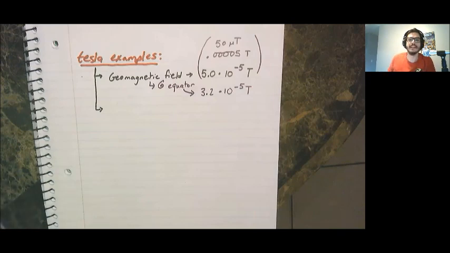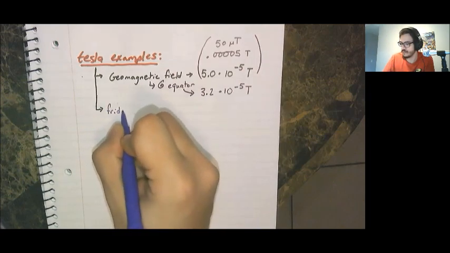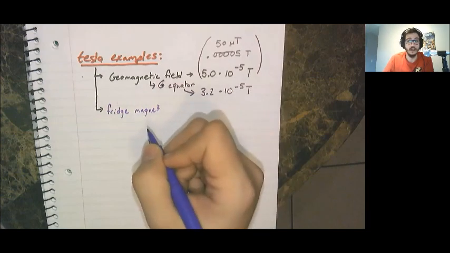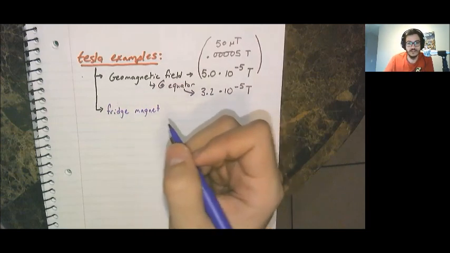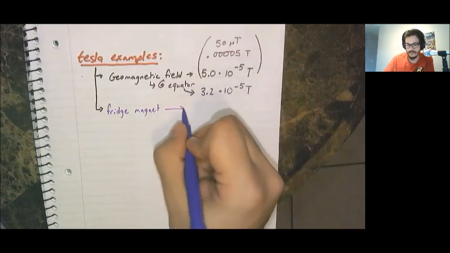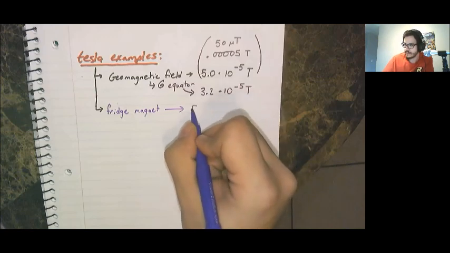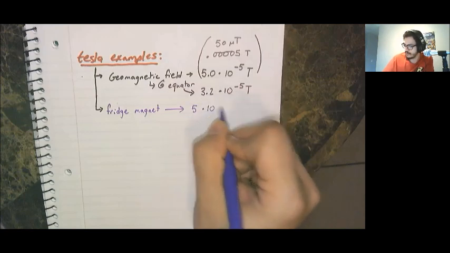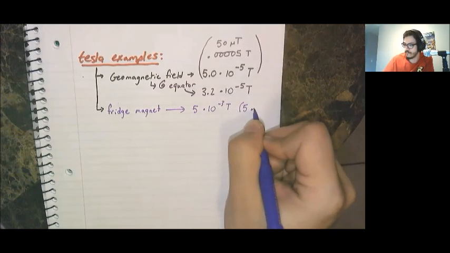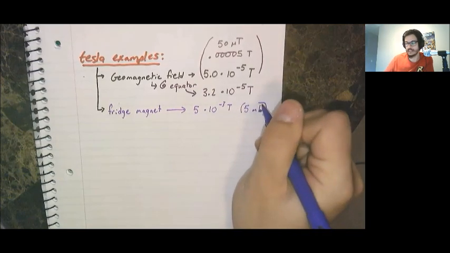But for a more mundane example, a common refrigerator magnet. Unlike the Earth's magnetic field, which can't pick up paper clips where we are, a fridge magnet does. So it's unsurprising that it's going to be a little bit stronger. About 5 times 10 to the negative 3 Tesla, or 5 millitesla. Did I just write milliliter? Sorry. Millitesla.